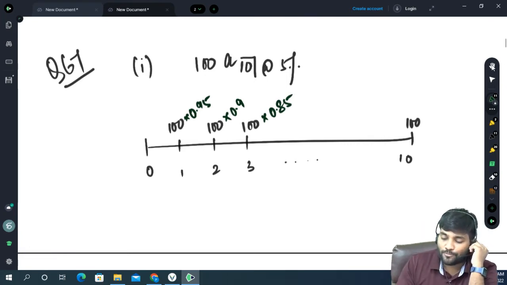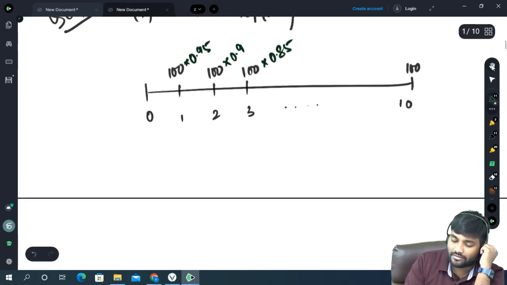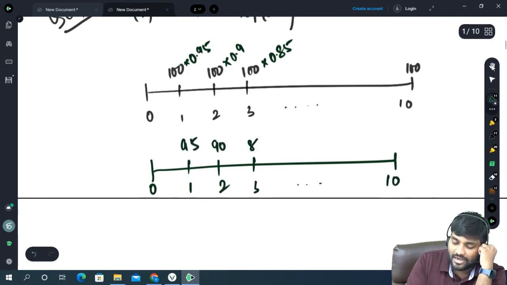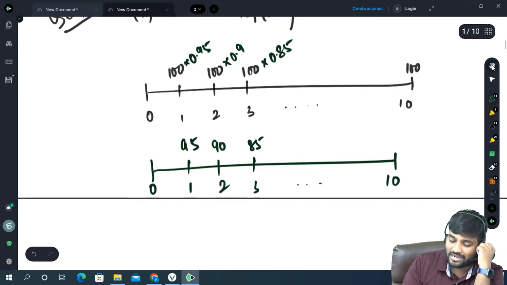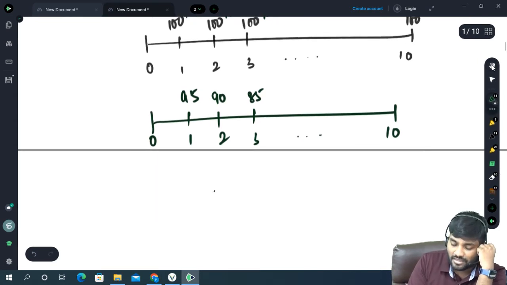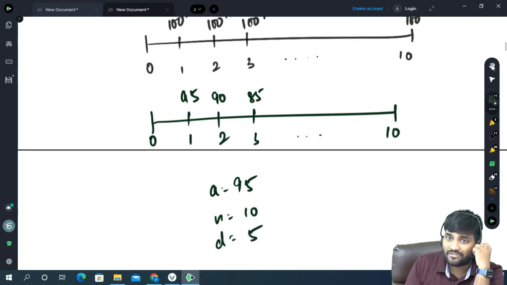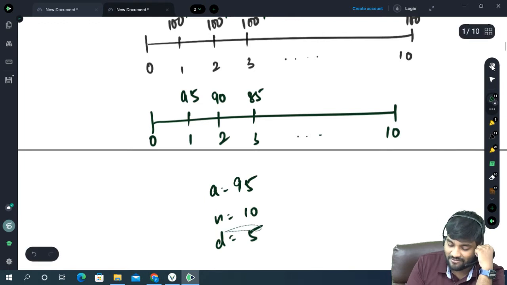So basically the structure, again I am drawing it. It will be 0, 1, 2, 3, dot, dot, dot, 10. So it will be 95, 90, 85 and so on. So basically, the first term of the AP series, A, is what? 95. N is what? 10. And D, the common difference, is what? 5. Common difference will be what? Minus 5. Very good. D is minus 5.